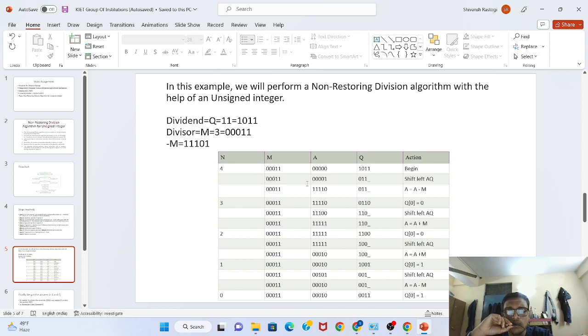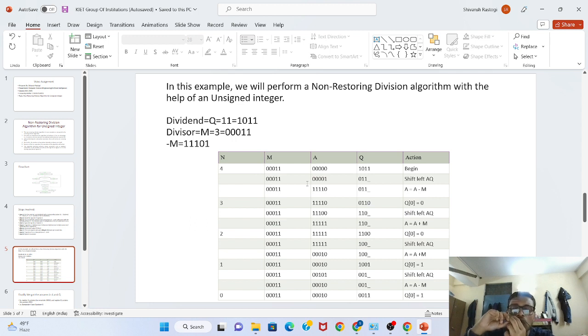So on converting 11 to a binary number, we get 1011, and the divisor is M. Divisor denoted by M stores the value 3. So on converting 3 we get 011, but here the number of bits stored in M will be n plus 1, and n is the number of bits in the dividend. N is equal to 4, so the number of digits in M will be 5. So we get 011, and we put 2 zeros in front of the number, so M becomes 00011.